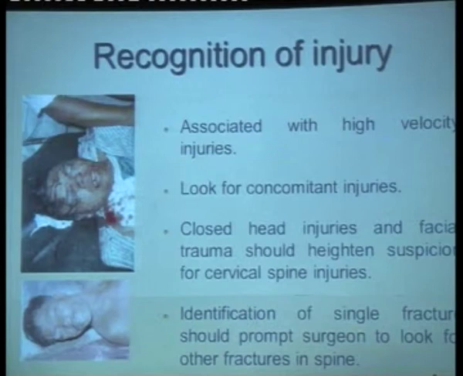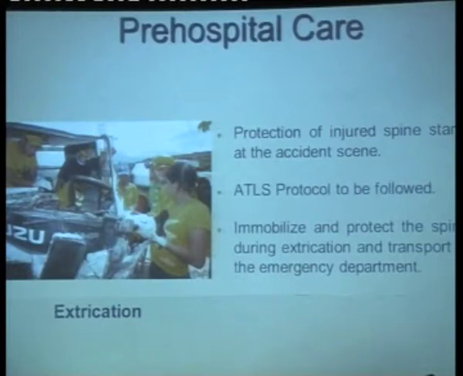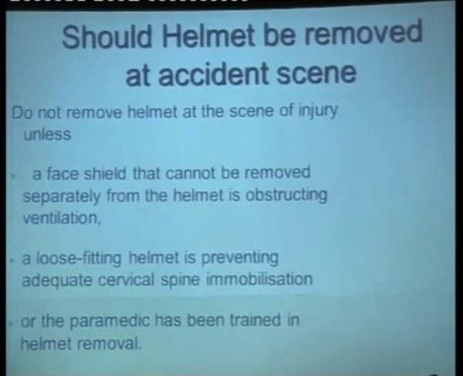Also, we need to keep our eyes and ears open to try to recognize the injury, because very often they get missed in polytrauma. So, if there is a suspected extremity fracture or neurological deficit or spinal pain and tenderness, one should suspect it. One should immobilize the spine carefully. The current recommendations suggest that one should have a rigid cervical collar, lateral supports, and tape and body straps to secure the patient to a backboard to protect the entire spine.